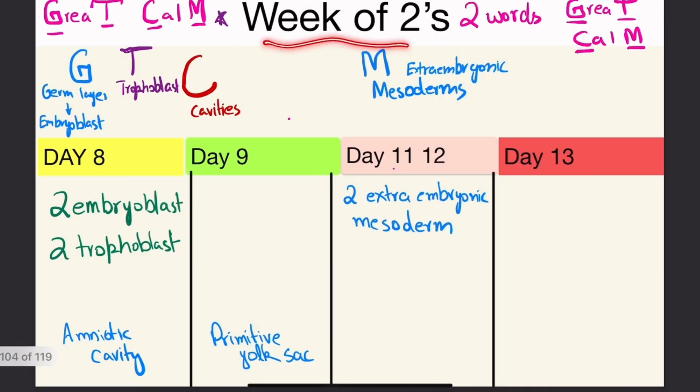So again, we are at the week of 2s. We have the mnemonic GTCM. For the G, we have germ layers, that is, the embryoblast's 2 layers. For T, we have trophoblast. For C, we have cavities. And for the M, we have extra embryonic mesoderm.